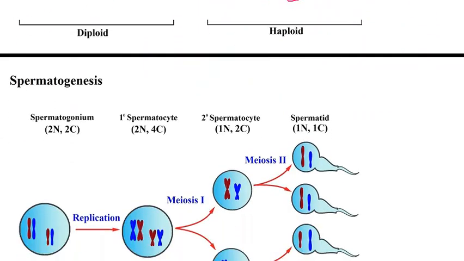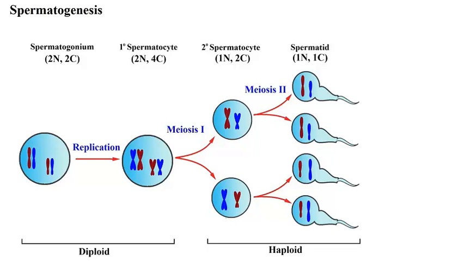Next, we have spermatogenesis, which is the formation of sperm from spermatogonial stem cells. So this is very similar to what I've just discussed with you regarding the formation of an ovum or an egg, except that there is no polar body formation.